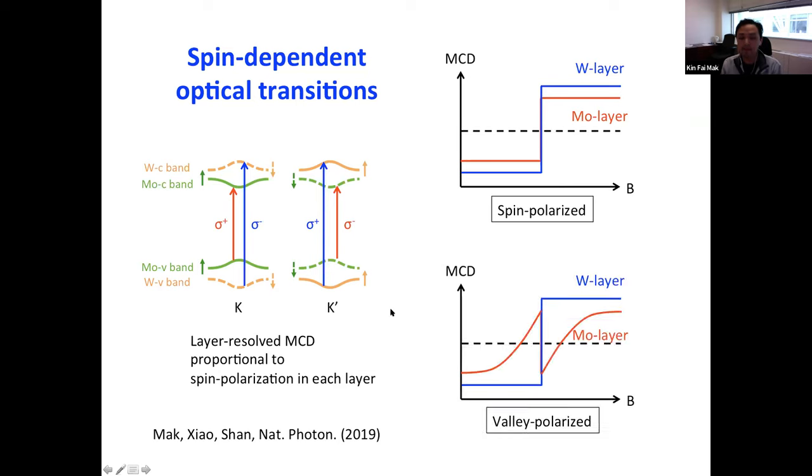On the other hand, if it's a valley polarized state, the spins in the two layers are anti-aligned. And as a result, at zero magnetic field, the sign of the MCD at the tungsten layer and the Moiré layer are opposite to each other, okay? And because Moiré has a smaller spin-orbit interaction, we would expect that under large enough magnetic field, the spin of the Moiré will be aligned to be co-parallel with the tungsten layer. So the MCD dependence on the magnetic field would have a dependence that is totally different from the spin polarized case. Because this dot will be anti-aligned, and then finally the Moiré layer will be flipped over to the same as the tungsten with a large enough magnetic field.